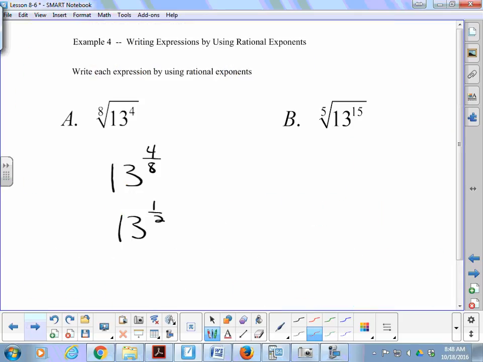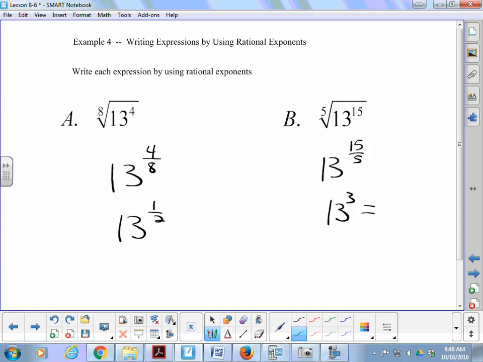Now, letter B, 13, the index is 5, that's the denominator. So we get 13 cubed, which I can then type in my calculator. And the thing is, all of these can go in your calculator, but unless you can simplify it to a specific whole number, we're going to leave it with the rational exponents.